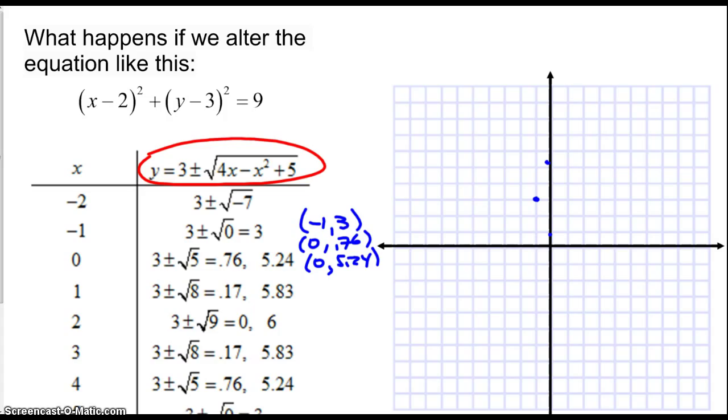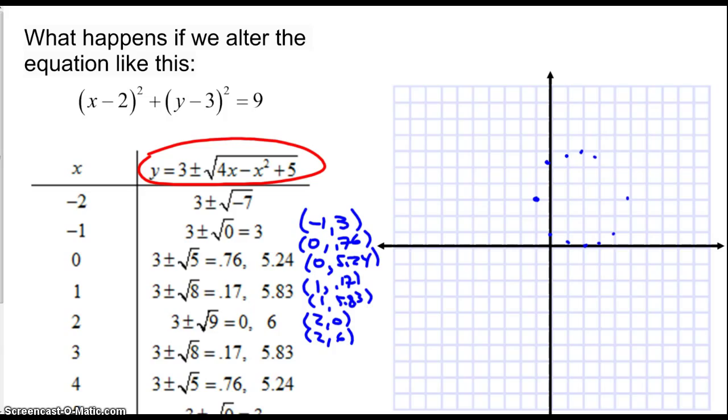Okay? If I were to plug 1 in for x, I end up getting 3 plus square root of 8 out or 3 minus square root of 8 out. And so I have 1.17 or 5.83, almost 6, okay? And if you plug 2 in, then you get 0 out, which is 3 minus 3, or you get 6 out, 3 plus 3. So 2, 6, or 2, 0. And then there's a corresponding case over here if you take the negatives.